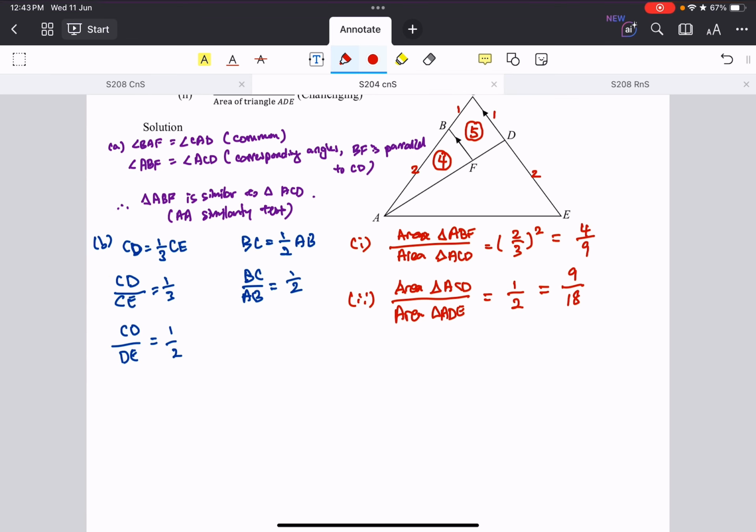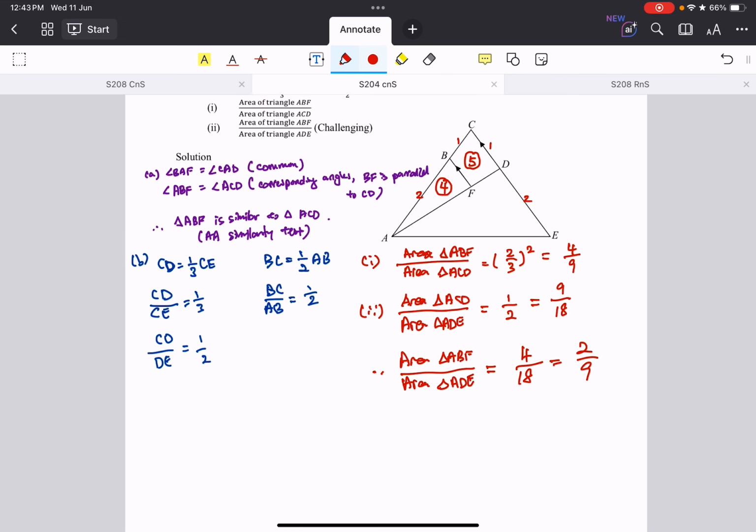So therefore, area of triangle ABF over area of triangle ADE will be, replace the 9 with 4, so 4 over 18, which gives us 2 over 9. And there we have it.